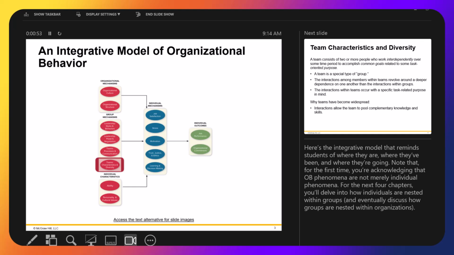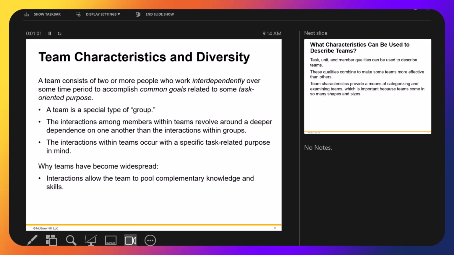So here we have the integrative model of organizational behavior that we have with each chapter. Team characteristics and diversity. A team consists of two or more people who work interdependently over the same time period to accomplish common goals related to some task-oriented purpose. A team is a special type of group. The interactions among members within teams revolve around a deeper dependence on one another than the interactions within groups. The interactions within teams occur with a specific task-related purpose in mind.